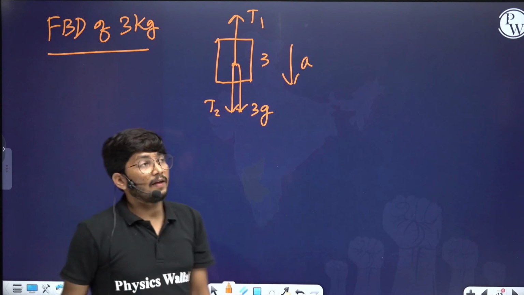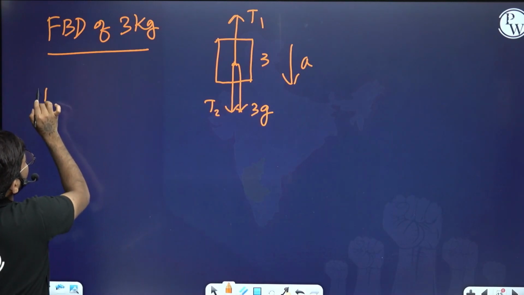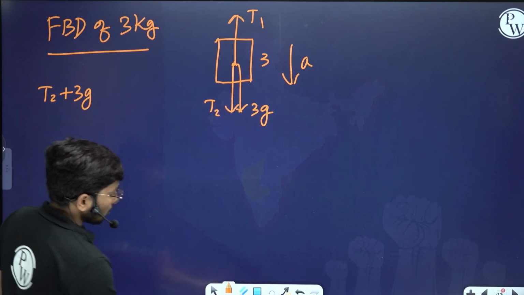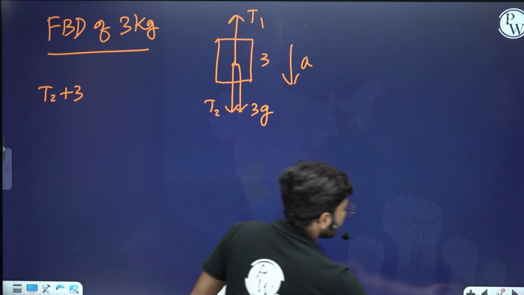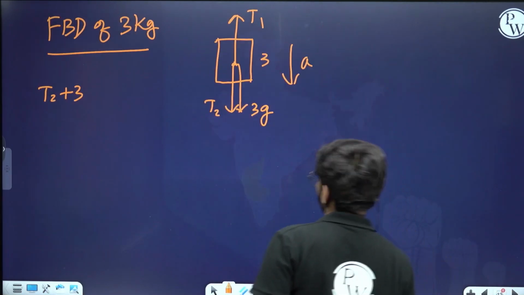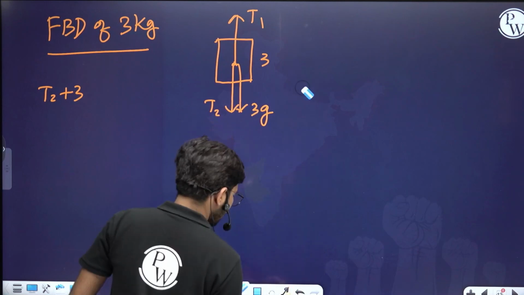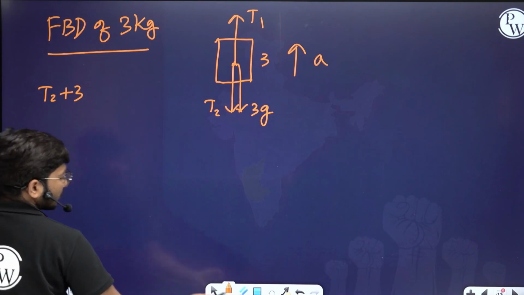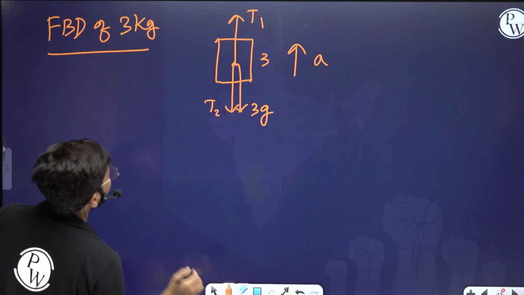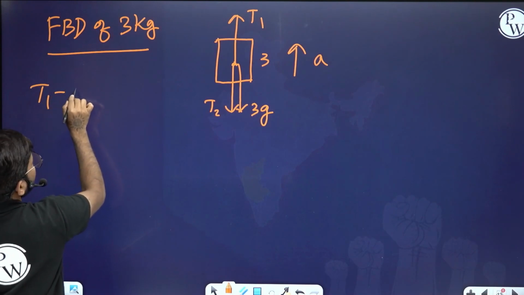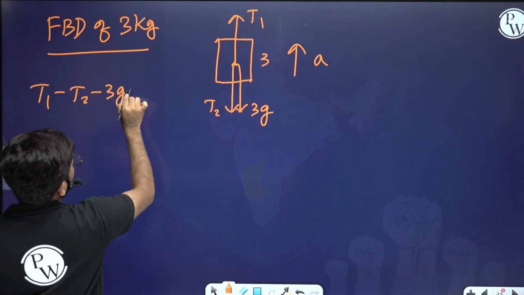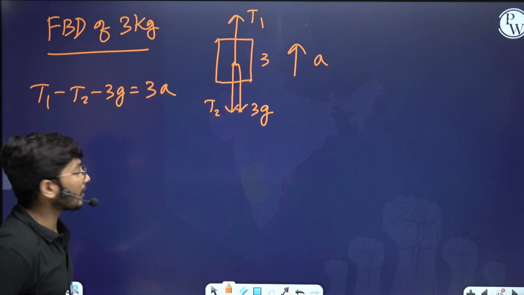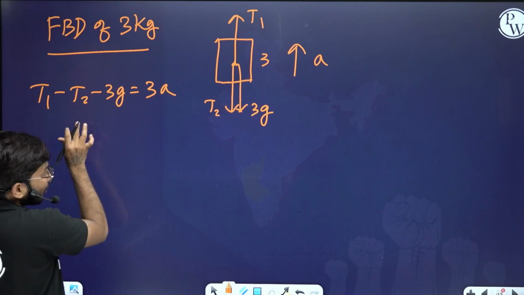If I apply NLM to this, T2 plus 3g, right? No, in which direction is the acceleration? Observe, acceleration is in the upward direction, right? So acceleration is in the upward direction because this is the opposing weight. Here, for acceleration to be in this direction, T1 minus T2 minus 3g has to be equal to 3 into a. Here T2 and T1 come together, so there is a little complication in the calculation.